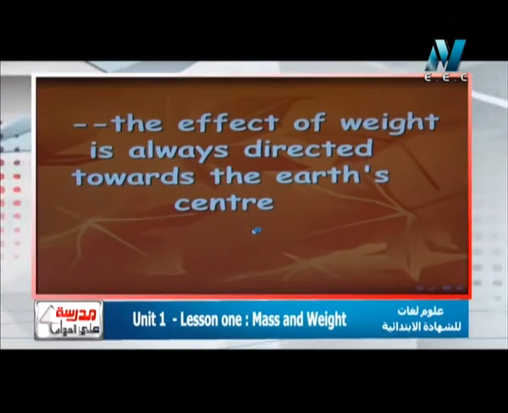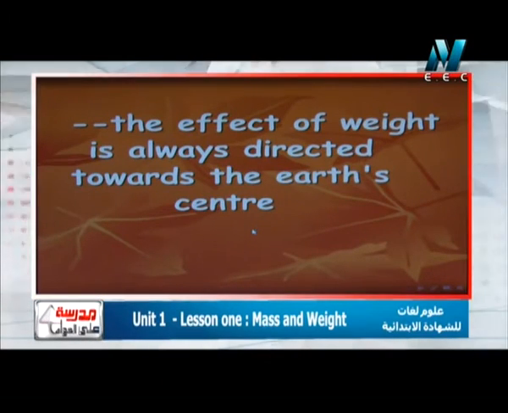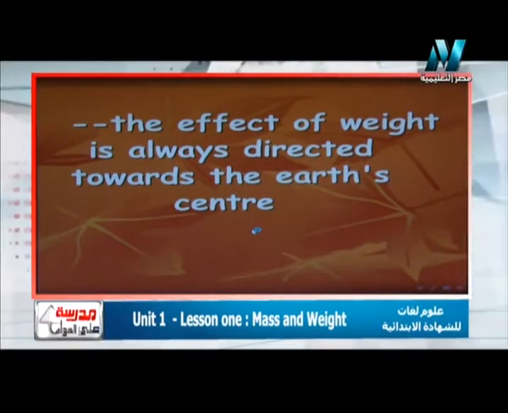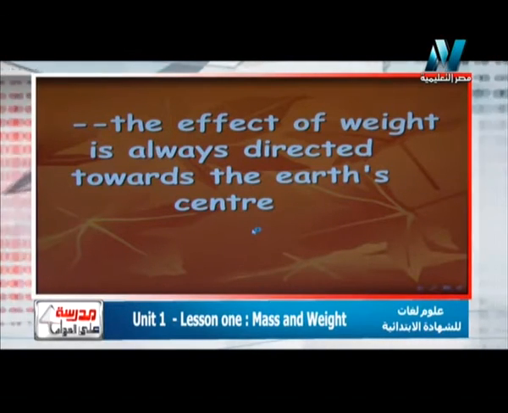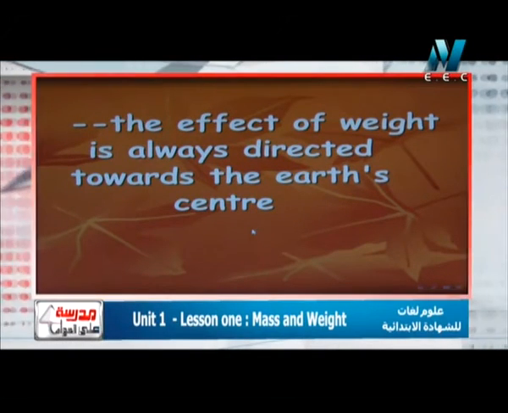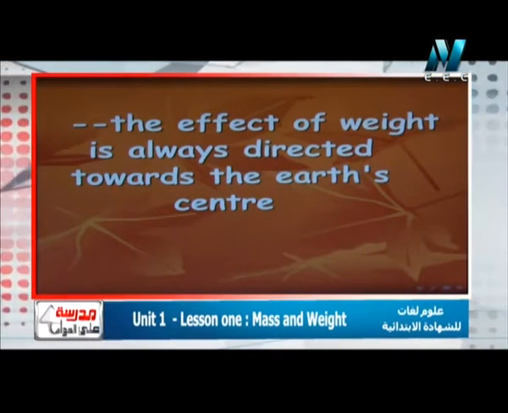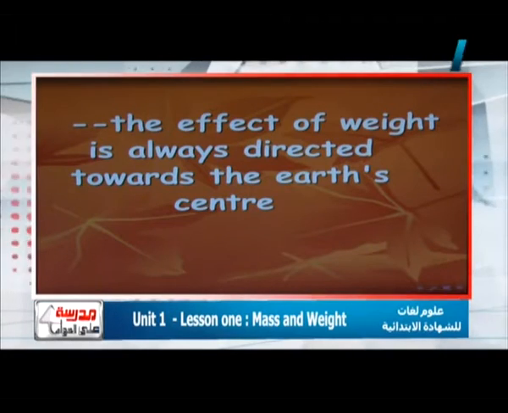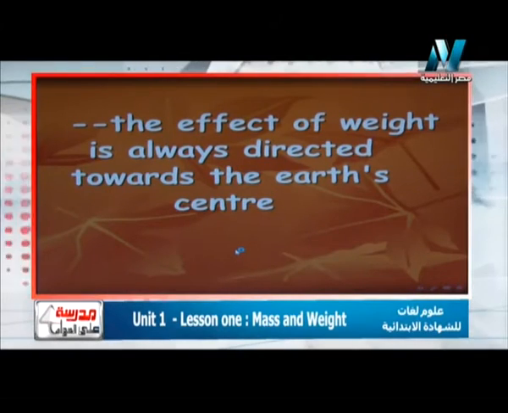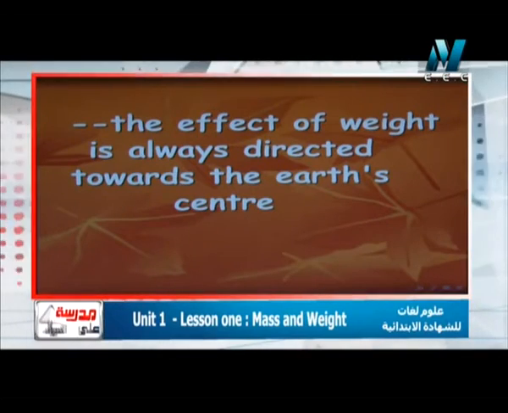Number one, the effect of weight is always directed towards the Earth's center. دايما تأثير الويت متجه لمركز الأرض. The effect of weight يعني مفيش حاجة بتقع لفوق أو يمين أو شمال. أي حاجة بتقع للأرث center. يعني تخيل كده لو أنت ماسك for example a pen or a pencil and you leave it, it will surely fall to the Earth's center. Why? Because the effect of weight is always directed towards the Earth's center. وده معناه إن أي حاجة بتقع لتحت للأرض مش لفوق.